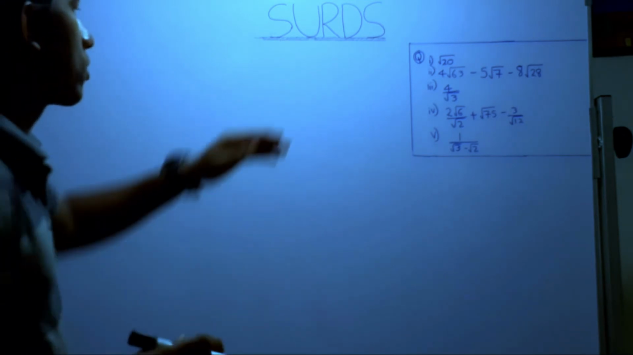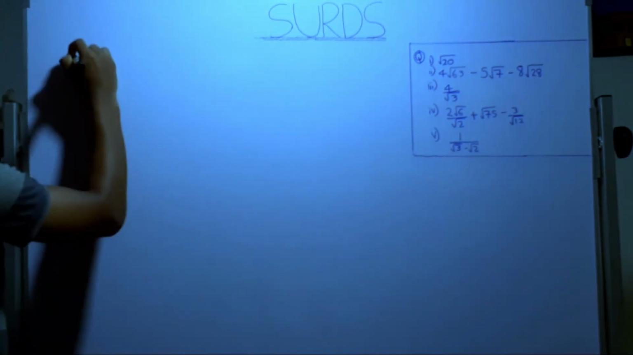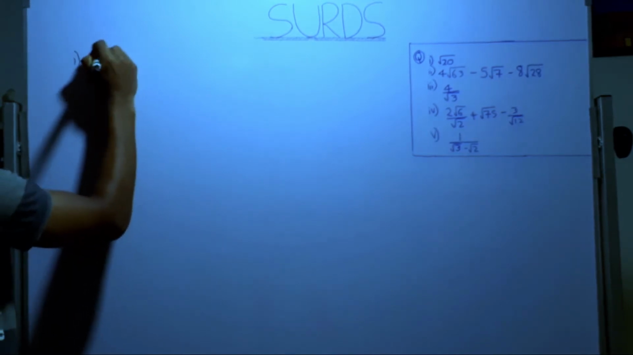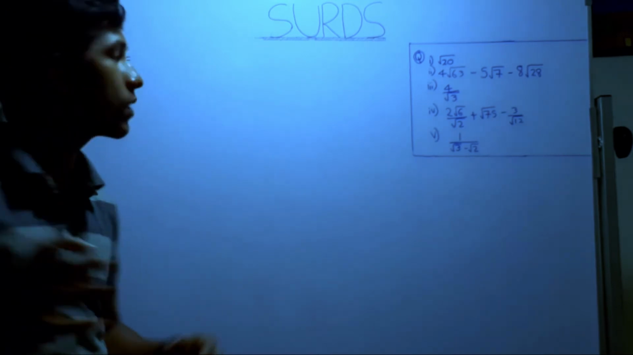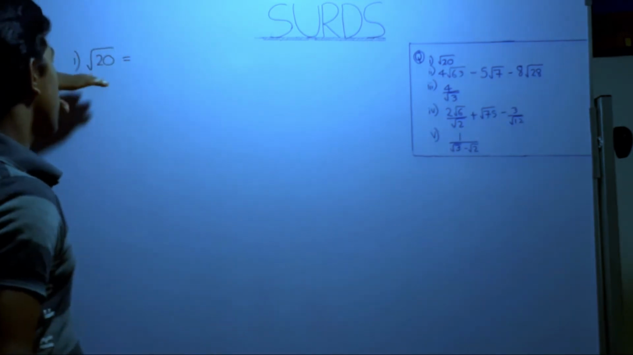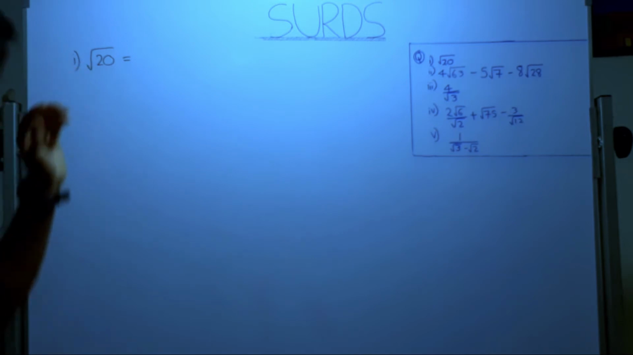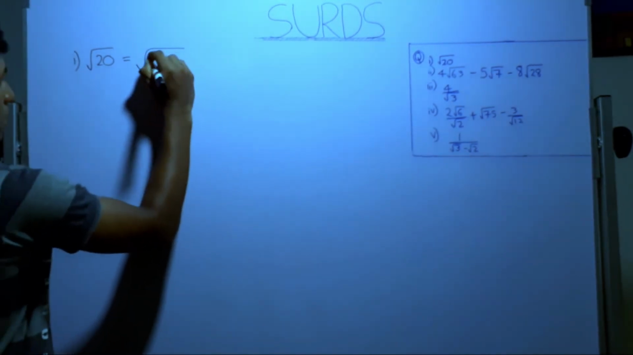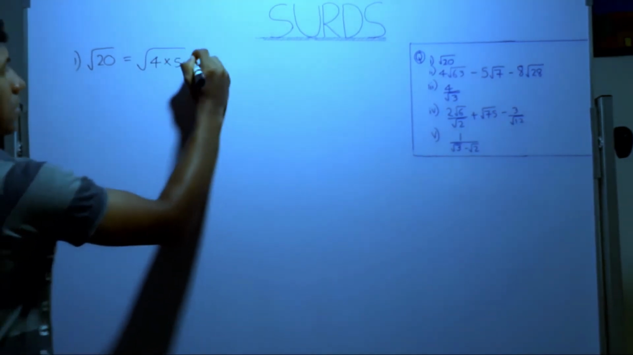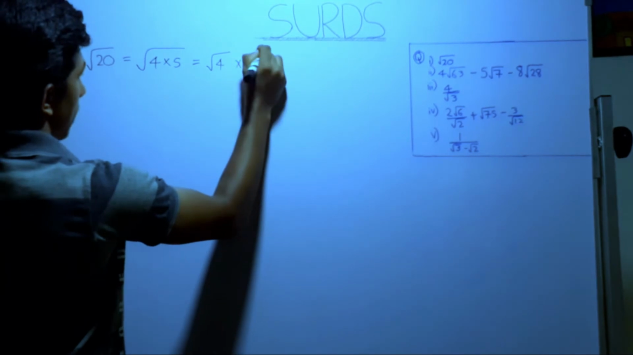Okay, now we'll move on to these 5 questions. So first one would be root 20. Something special in surds, a trick we have to follow when manipulating surds, is that we have to form a square number inside the surd. So here 20 we can write as 4 into 5. So we can separate this into root 4 into root 5.